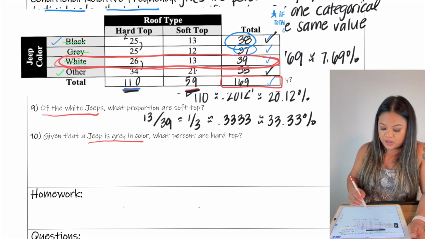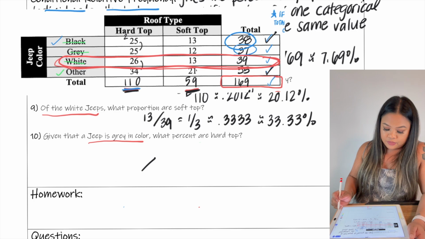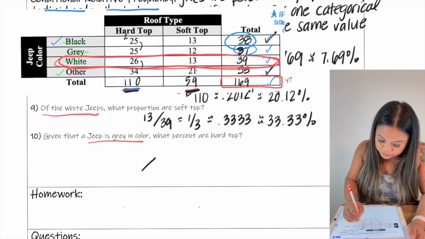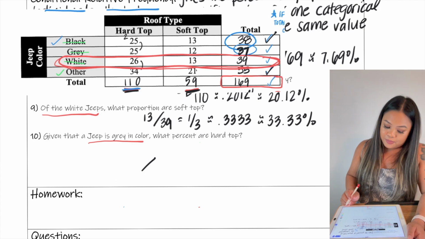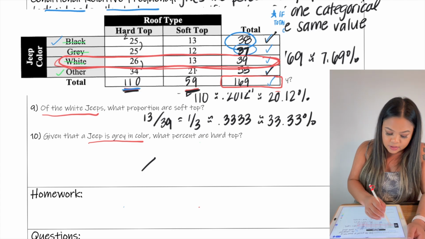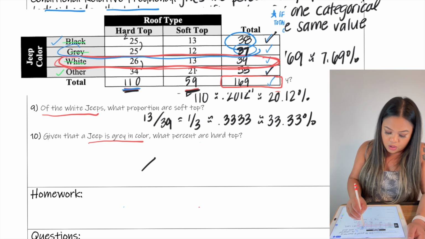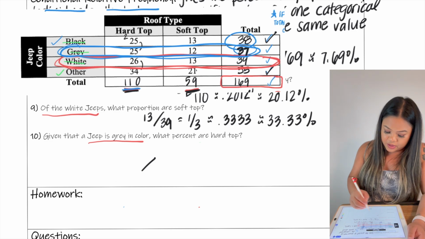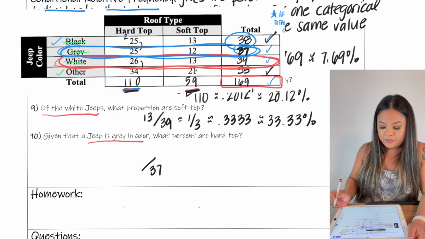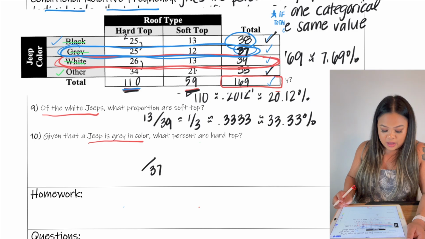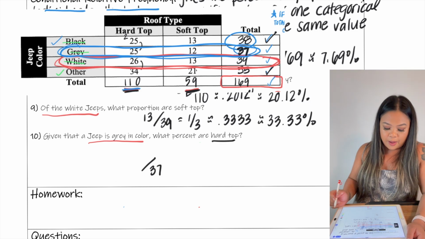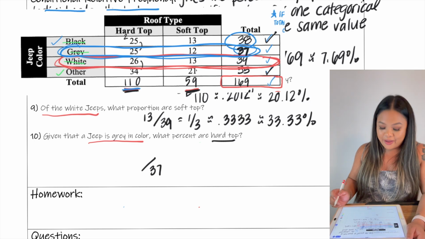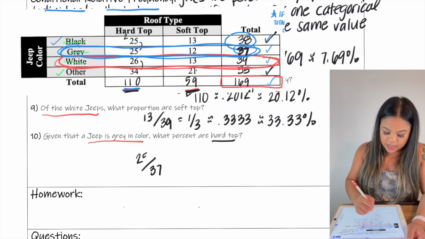So what is the denominator going to be for this? I hope you're saying 37. Can't really see it because I've completely marked up my table, but the total for gray Jeeps, okay, I'll put it in the blue row right here. The total for gray Jeeps is 37. That's going to be the denominator. It's out of that now. And what percent are hard tops? What number are you going to put on the top? I hope you're saying 25. So 25 is going to be on the top.